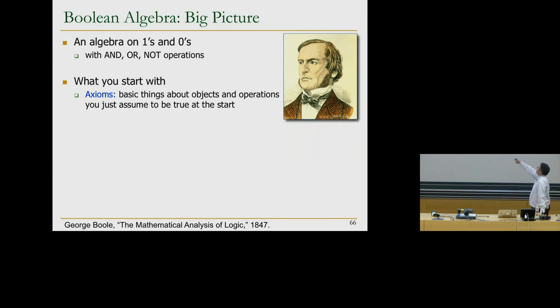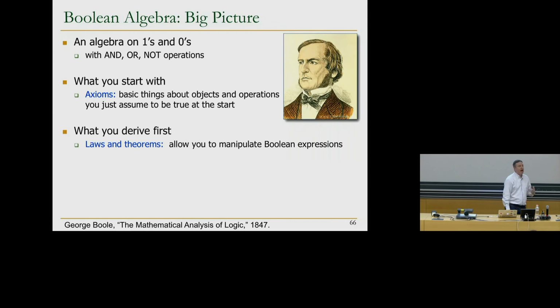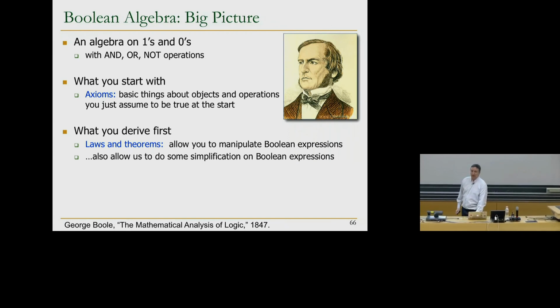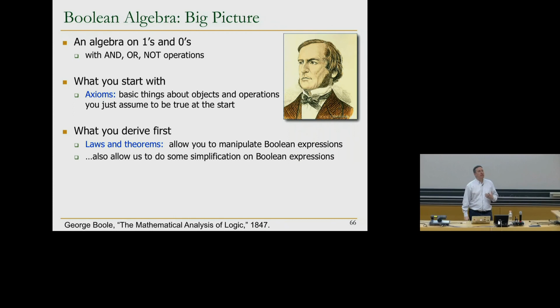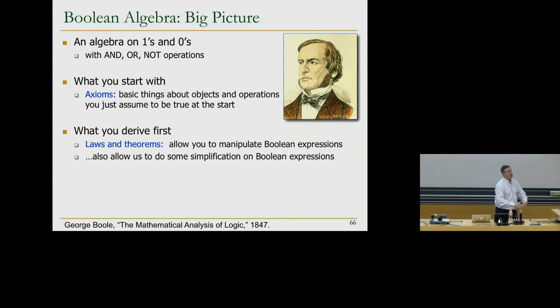You start with some axioms. You just assume these things to be true. You say, let's assume these are true. And then you can derive first some laws and theorems. And that will allow you to manipulate these expressions. And the manipulation can also lead to simplification. You can have a very complex-looking thing, and by playing around with it, being smart about it, you can reduce it. Why do you care?